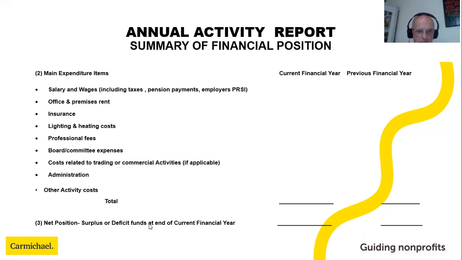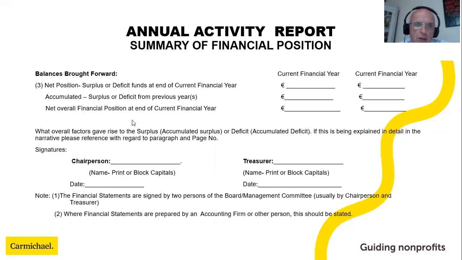Again, that would be the net surplus then, the net position, the surplus or deficit of the funds at the end of the current financial year. That's just the end of the current financial year. And then all you have to do is work out the accumulated position: the surplus or deficit funds at the end of the current financial year, and again the previous financial year to give a comparison. And then the accumulated deficit or surplus from previous years. That gives you the net overall position of your organization at the end of the particular year, say at the 31st of the 12th, 2019.